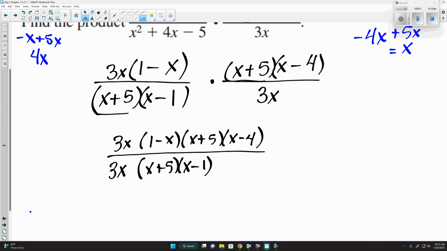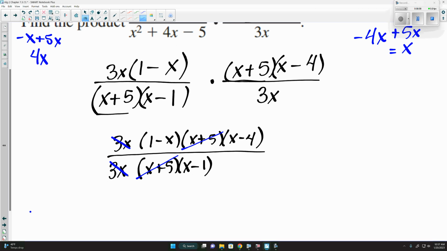Do we have something in common on top and bottom? x plus 5 and x plus 5. Because x plus 5 divided by x plus 5 is 1, so they simplify out. 3x divided by 3x is 1. Anything divided by itself is 1, so it simplifies out. Or as we're used to saying, it cancels out.